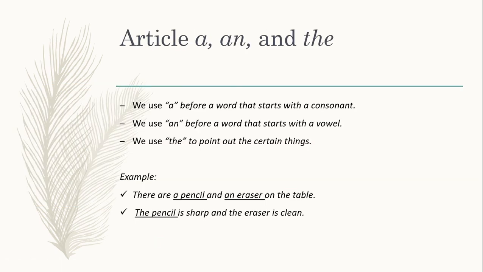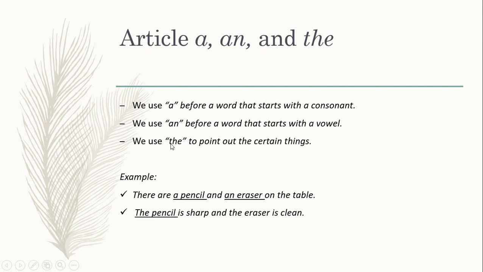Next is article a and the. Use a before a word that starts with a consonant. Contohnya adalah a pencil. Kemudian we use an before a word that starts with a vowel. For example, an eraser. Both a and an have the same meaning, that means sebuah in bahasa.